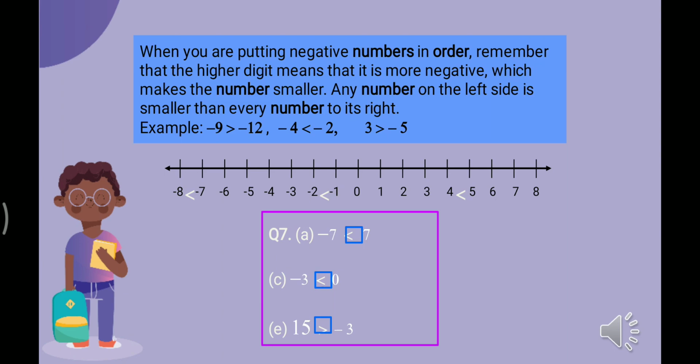Now in question number 7, in our A part, we have minus 7 and 7. Since minus 7 is negative, we know that every negative integer is less than every positive integer.